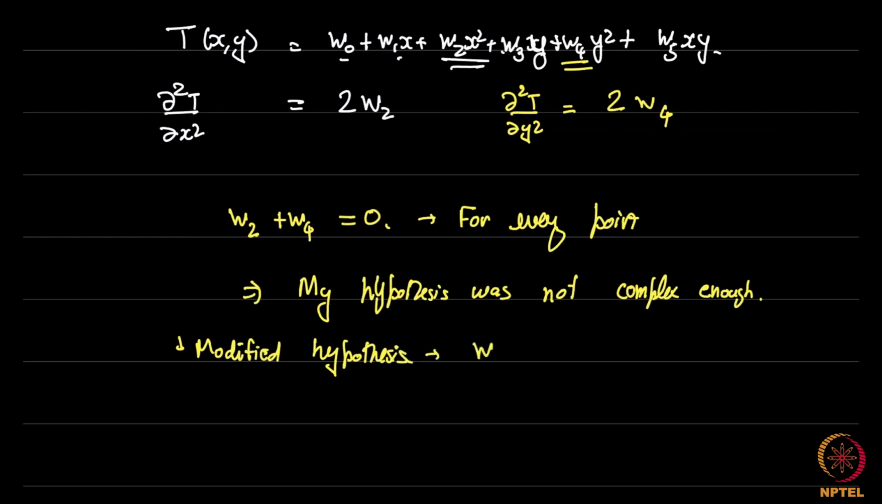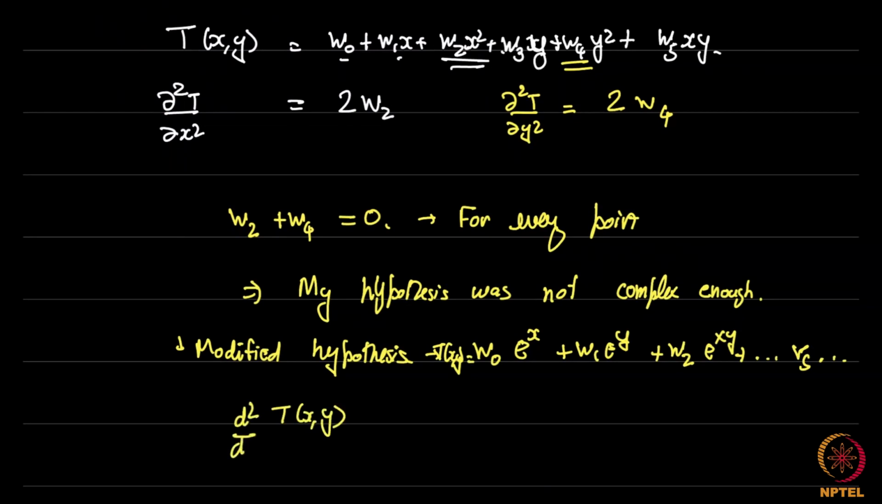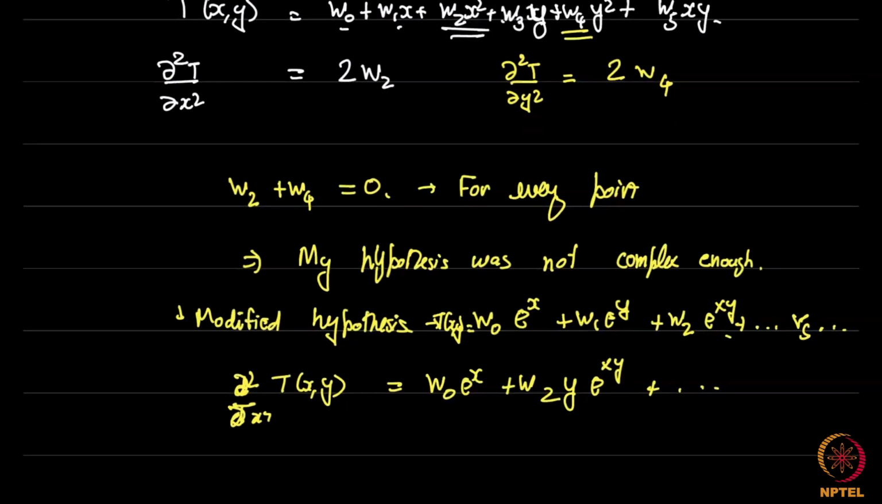Something like W0 e power x plus W1 e power y plus W2 e power xy, etc., etc. And let's say I take some W5 terms. So when I take T of xy is something of this sort, and I do d square t dx square or del square t del x square, this will give me W0 e power x plus, let's say in this case, W2y e power xy, so on and so forth. I will have an analytical expression.